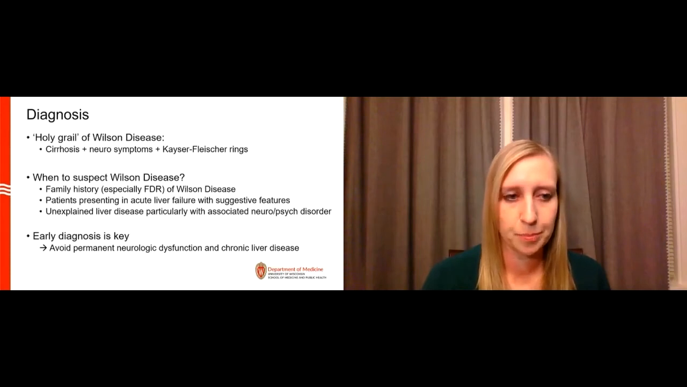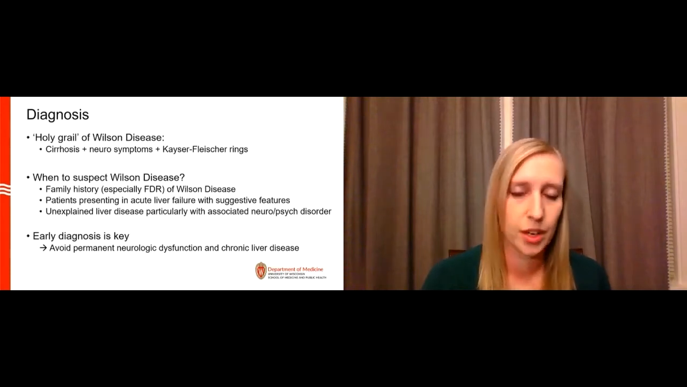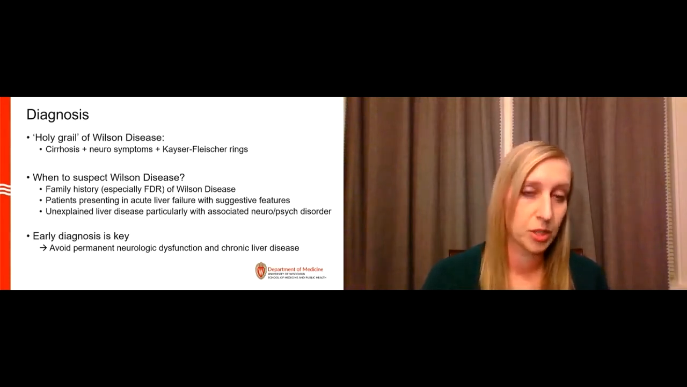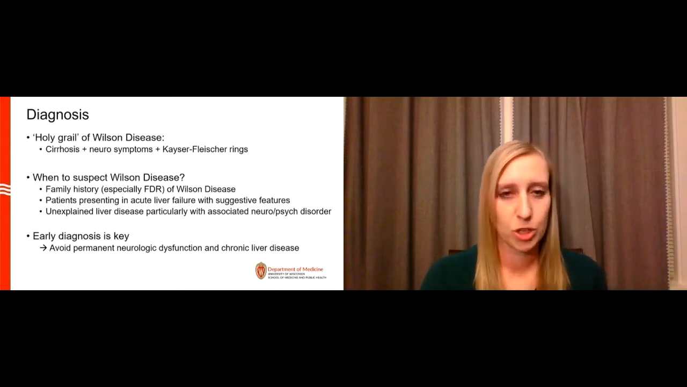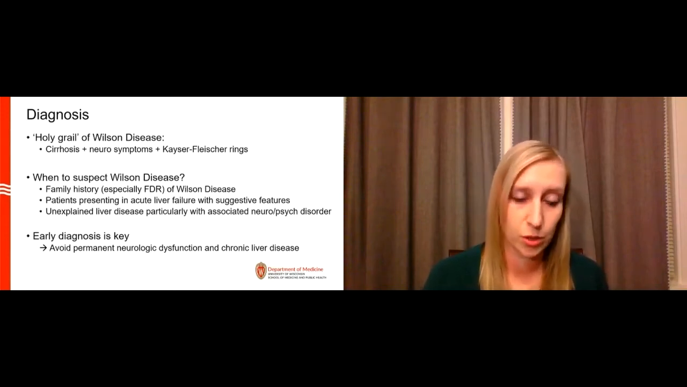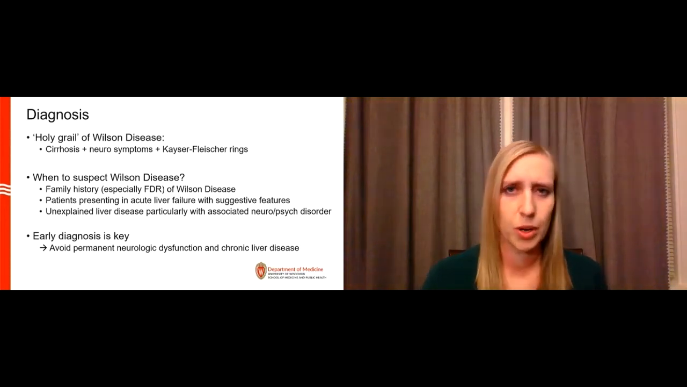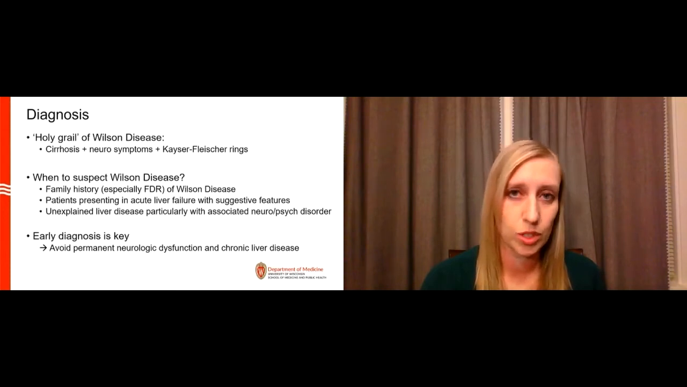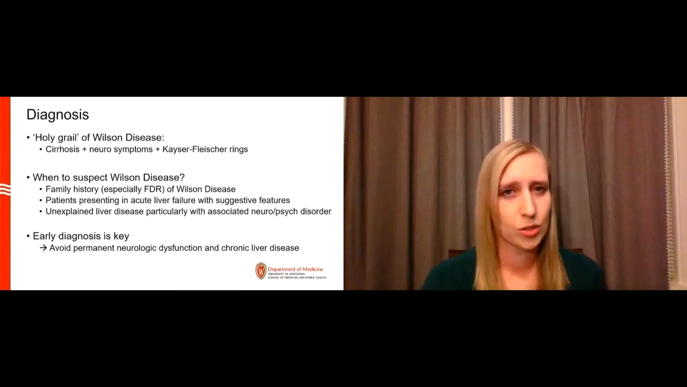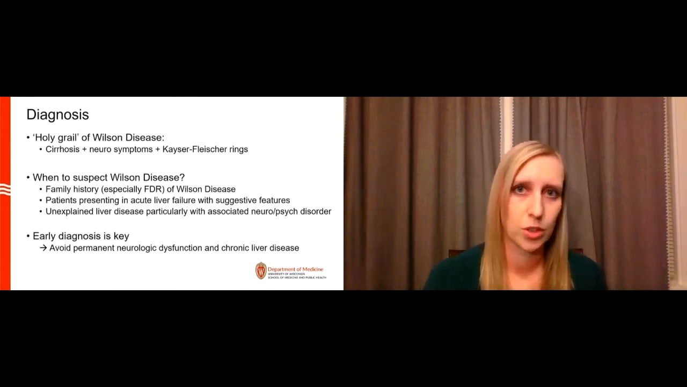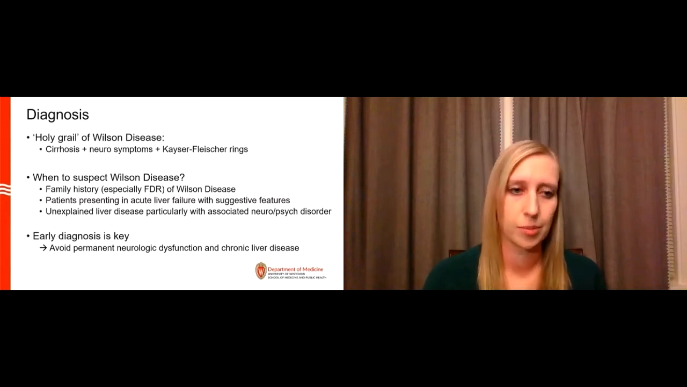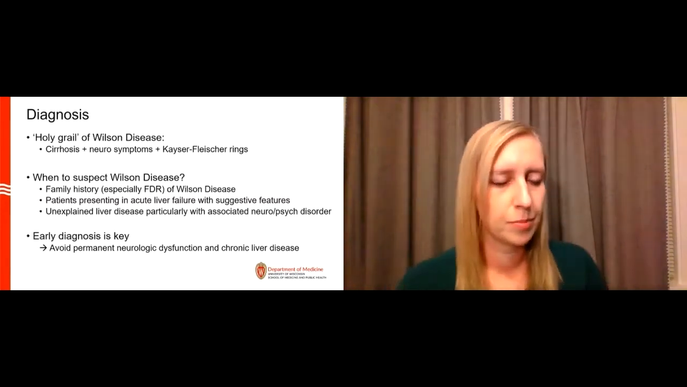But really, honestly, any patient who has unexplained liver disease, especially if they're younger, this should really be on the differential diagnosis. And why that is, is because Wilson disease is a disease where early diagnosis is key. Our goal with early diagnosis and starting treatment is to prevent the development of chronic liver disease and cirrhosis before it occurs, and also to avoid permanent neurologic dysfunction. So early diagnosis is key here. Next slide, please.